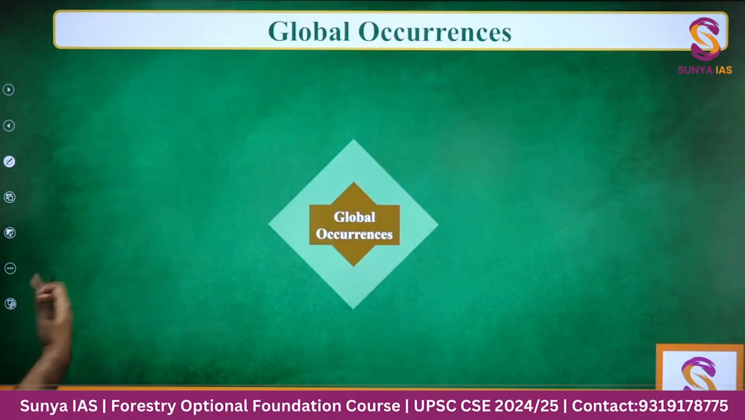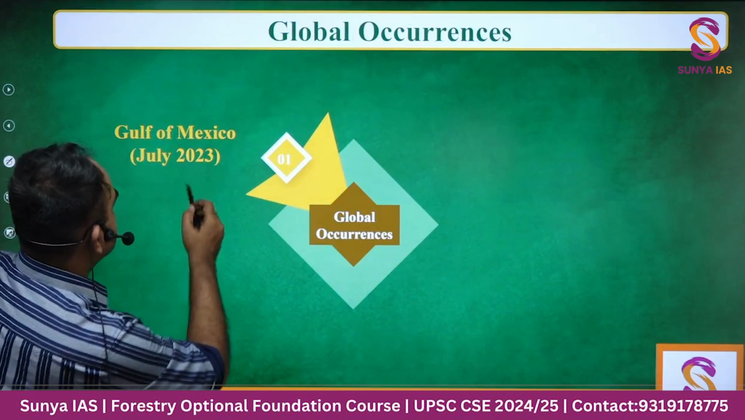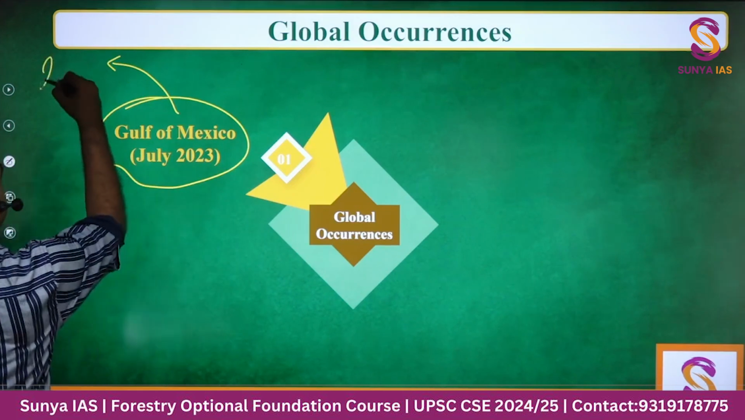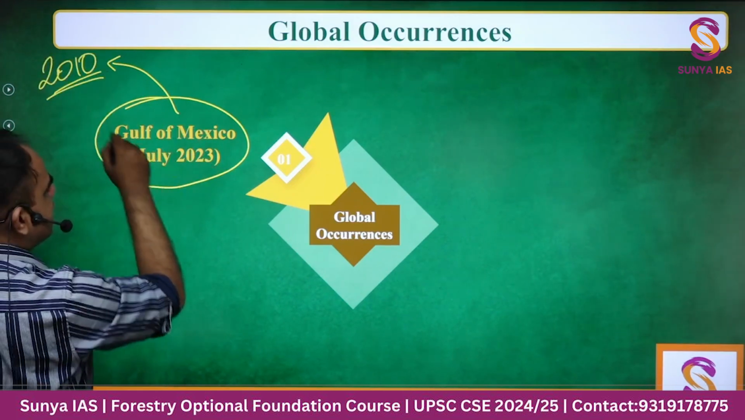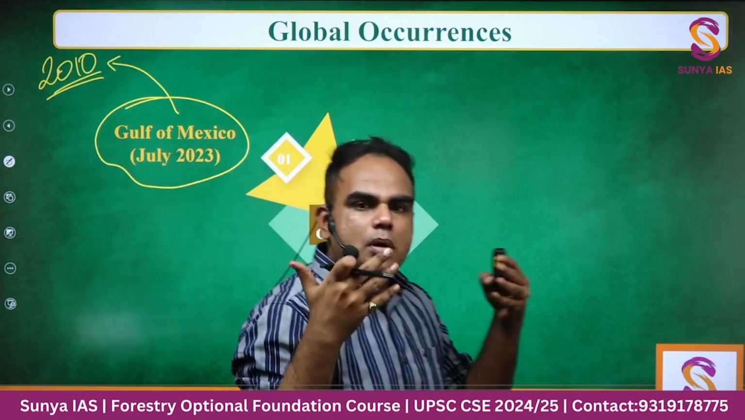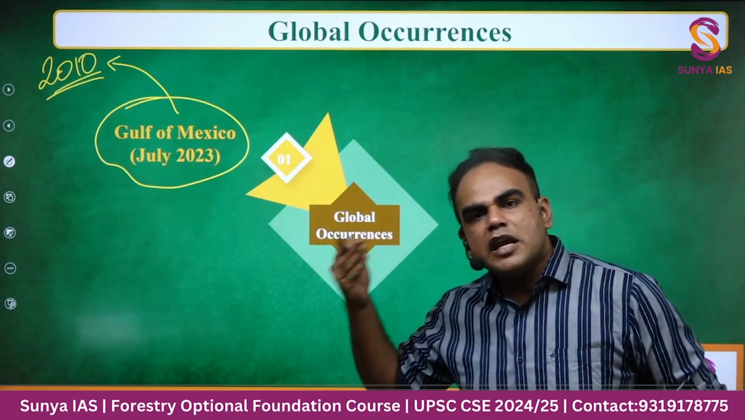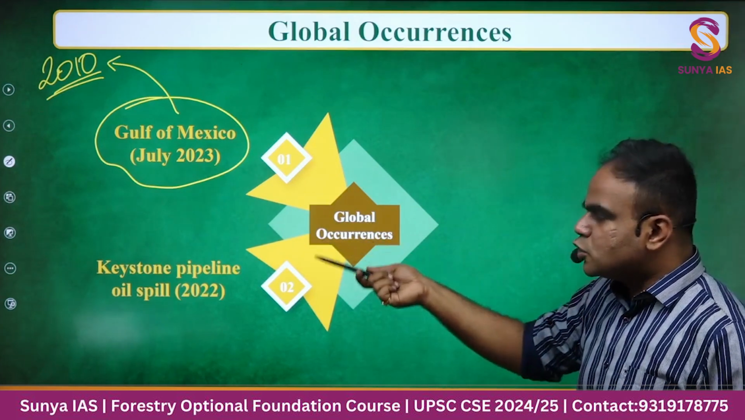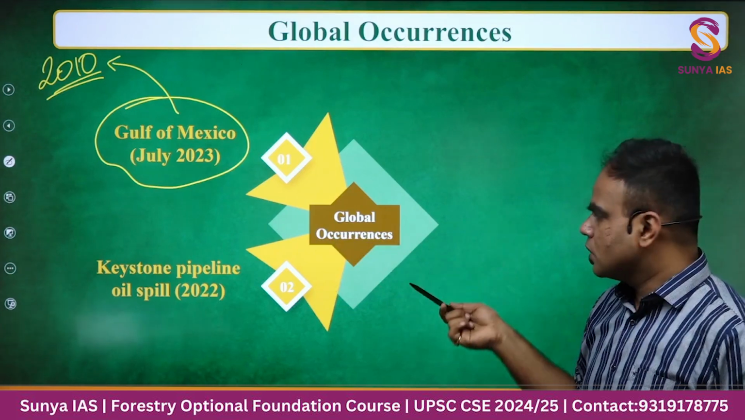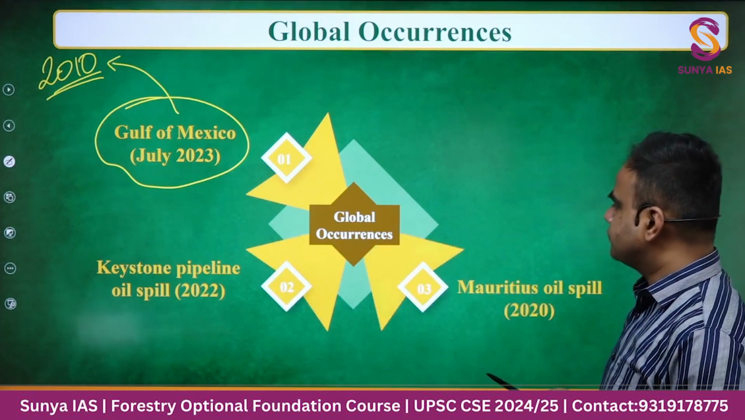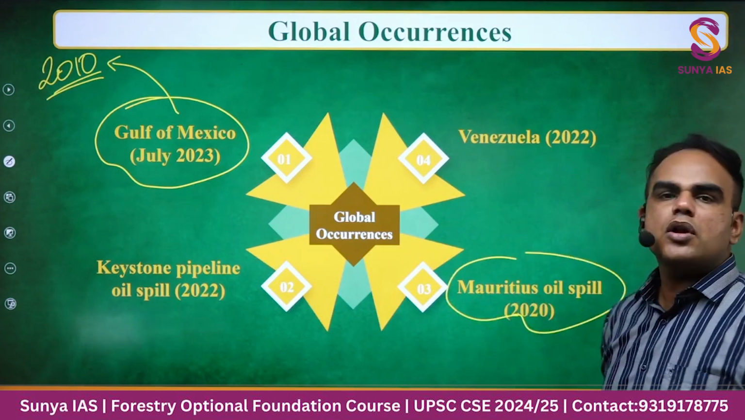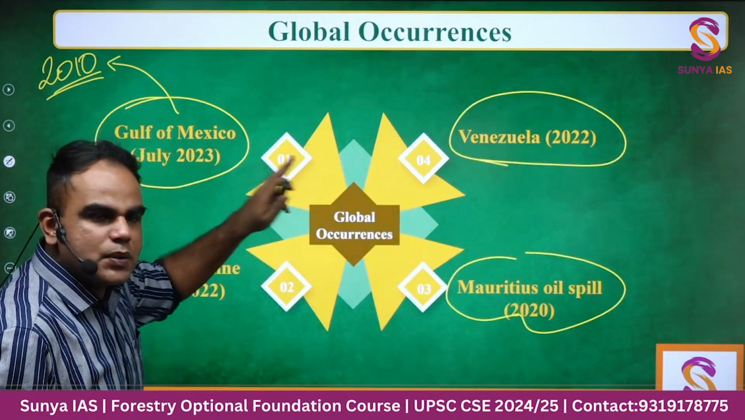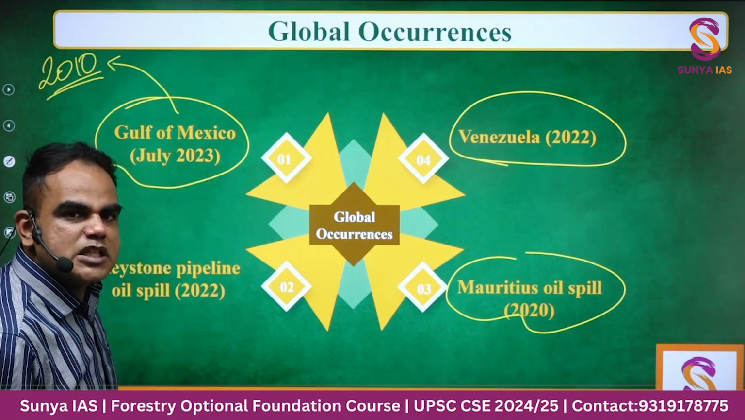Okay, moving on, global occurrences देखते हैं. The Gulf of Mexico, again मैंने पहले आपको बताया, Deepwater Horizon also happened in Gulf of Mexico in the year 2010. और ये region में पहली बात तो बहुत exploration होता है, and because of a lot of frequent exploration there is a high chance of oil getting spilled here. Okay, then there is a Keystone pipeline oil spill there also in 2022. Oil spill happened. Then Mauritius also saw an oil spill in the year 2020, and also in Venezuela. So of late if you see, there have been a lot of oil spills which are happening.